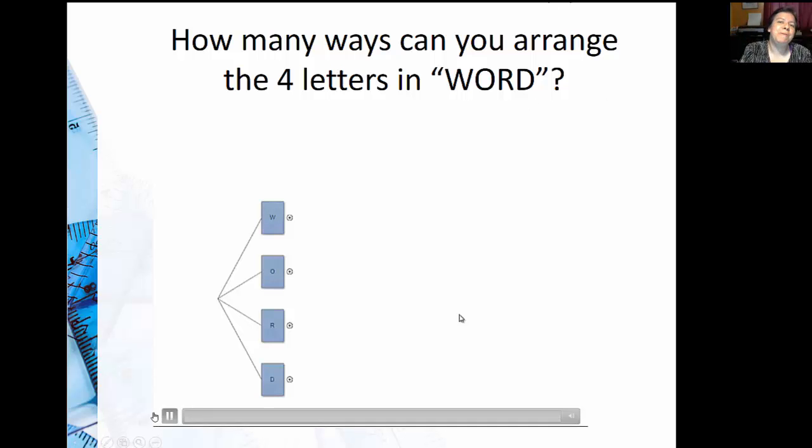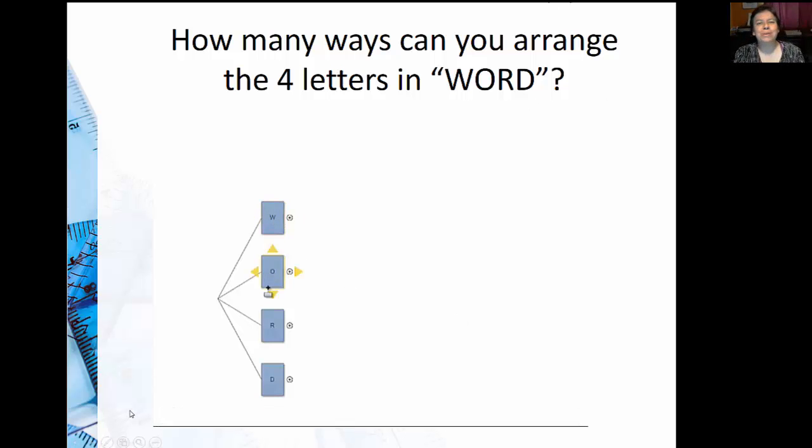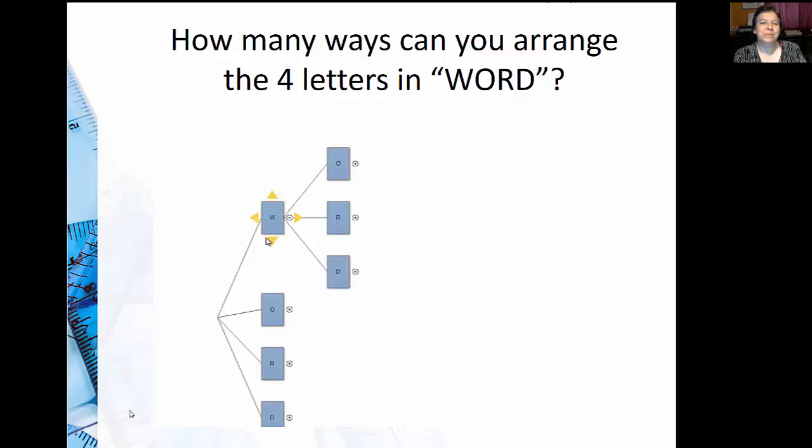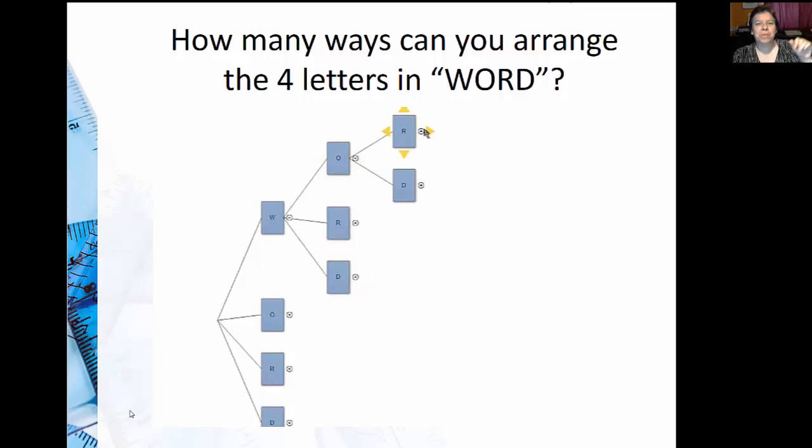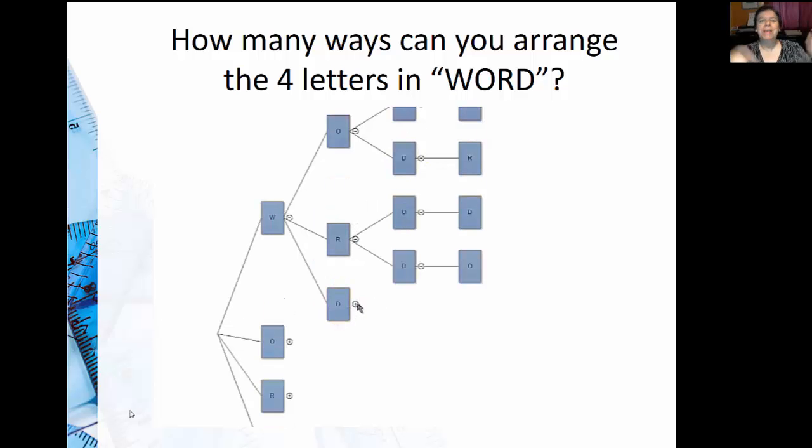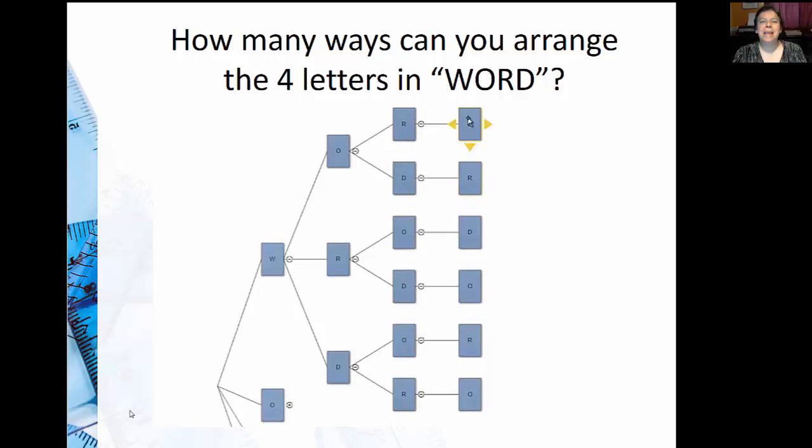Well, first of all, for my very first letter, I have 4 choices: W, O, R, or D. For my next letter, I have 3 choices. And then for the next letter, I have 2 choices, R or D. And then finally, I have 1 choice. So I have 4 choices for the first, 3 for the second, 2 for the next one, and 1 for the last.